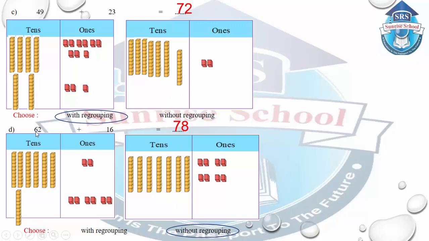Next, 62 plus 16. 62 is 6 tens, 1, 2, 3, 4, 5, 6, and 2 small squares, plus 16, a 10 and 6. Here, add the tens together, there will be 7 tens and 8 small squares, 8 ones. So here we won't do any regrouping, because we have fewer than 10 ones.